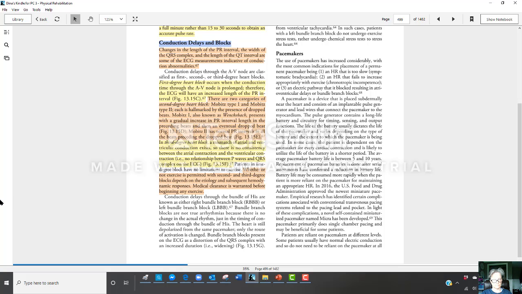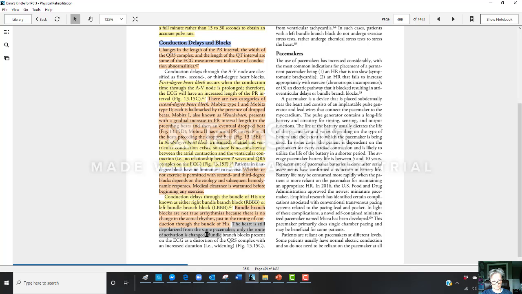Conduction delays through the bundle branches are known as either right bundle branch block, RBBB, or left bundle branch block, LBBB. Bundle branch blocks are not true arrhythmias because there is no change in the actual rhythm, just in the timing of conduction through the bundle branches. The heart is still depolarized from the same pacemaker, only the route of activation is changed.